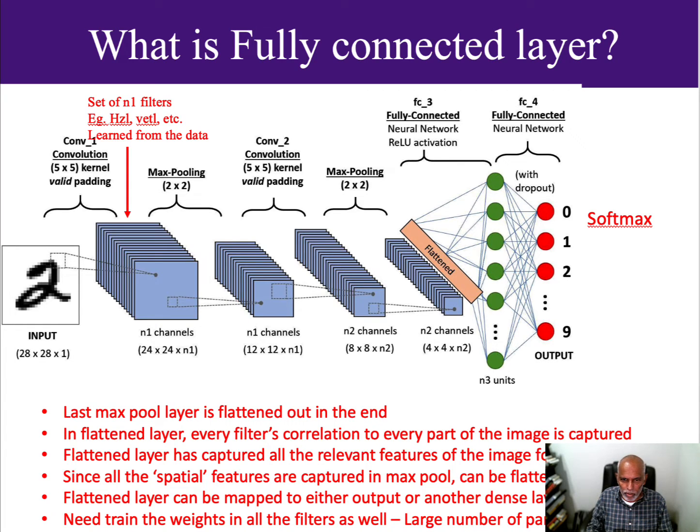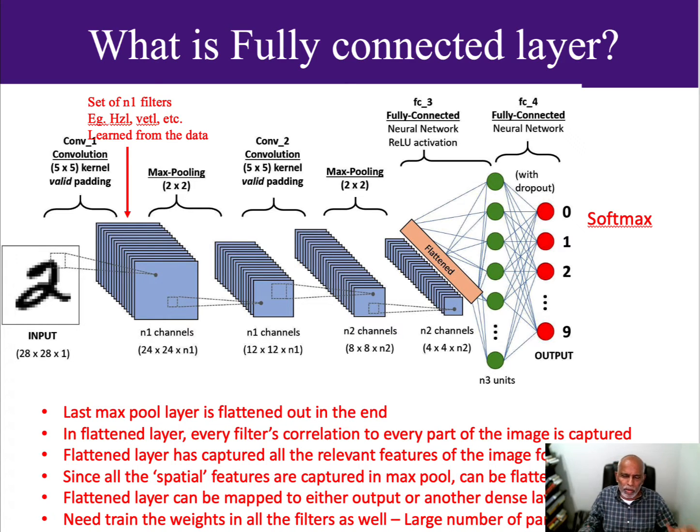So the last max pool flattens out in the end. In the last max pool and flattened layer, every filter's correlation to every part of the image is captured. The flattened layer has captured all the relevant features of the image for discrimination purposes. Since all the spatial features are captured in max pool, the flattened layer can be mapped to either the output or another dense layer. We need to train weights in all the filters as well, a large number of parameters.